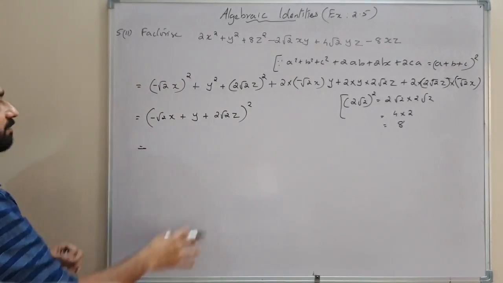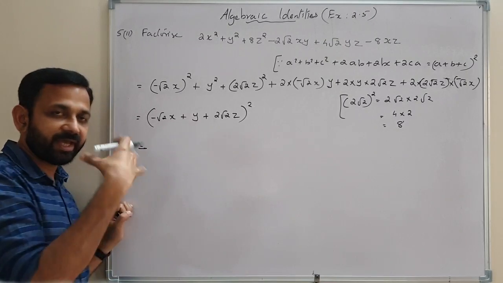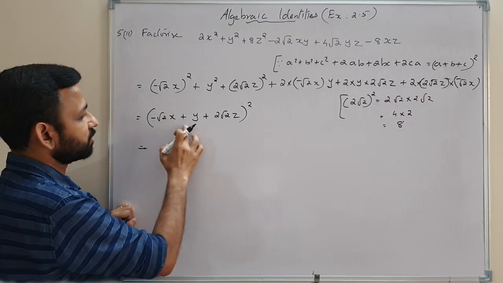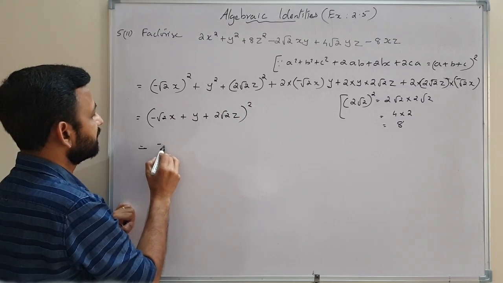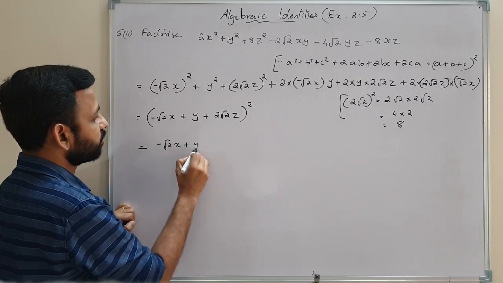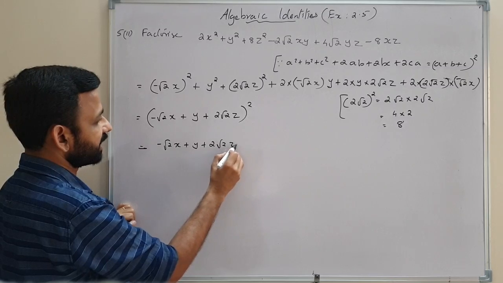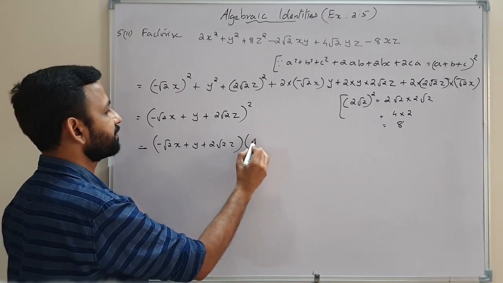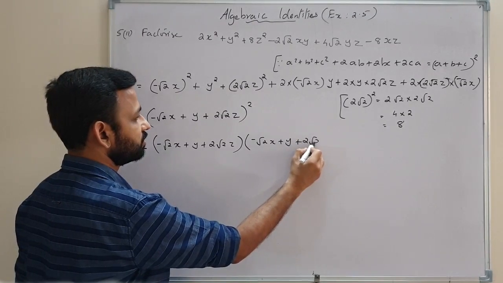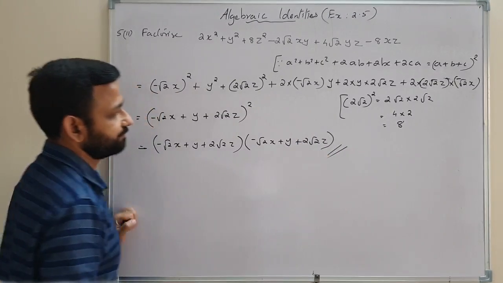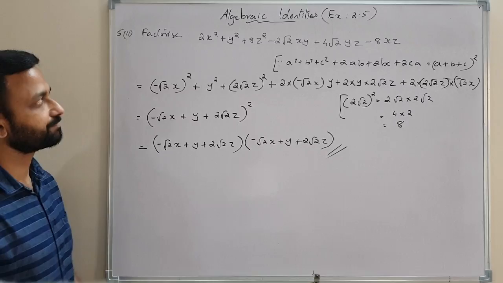Again one more step we will write up. A square is a into a, therefore minus root 2x plus y plus 2 root 2z whole square. We can write minus root 2x plus y plus 2 root 2z. So we got. So once again I will explain.